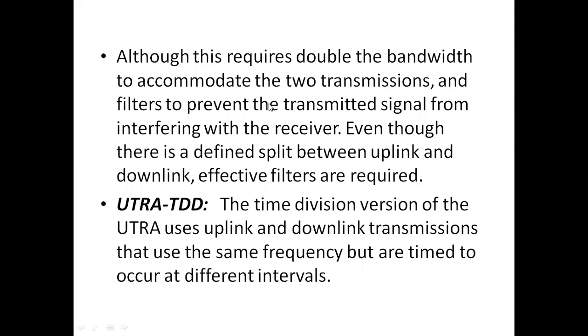Although this requires double the bandwidth to accommodate the two transmissions, and filters to prevent the transmitted signal from interfering with the receiver. So if you use two frequencies for uplink and downlink, the bandwidth is double. Even so, it maintains filters to avoid interference, and it transmits data in both directions using two different frequencies. Effective filters are used in this method.